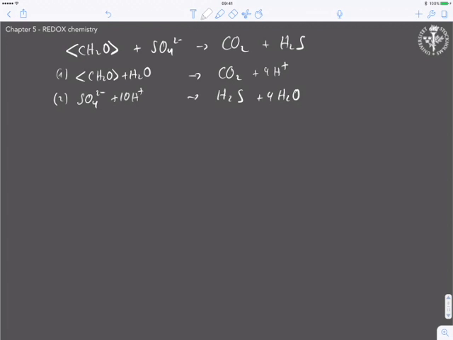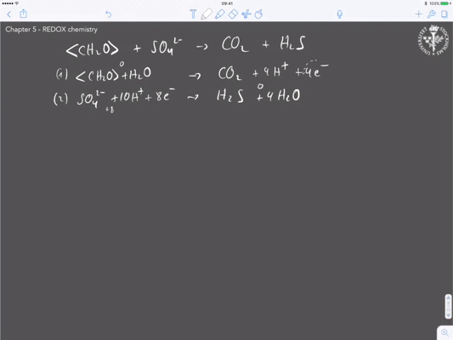Now we're balancing the charge by adding electrons. In this case, the first half reaction, this is 0. This is plus 4, so you need 4 electrons to balance the first half reaction. Then here we have 0, and here we have plus 10 minus 2. We have plus 8. So you need 8 electrons here.